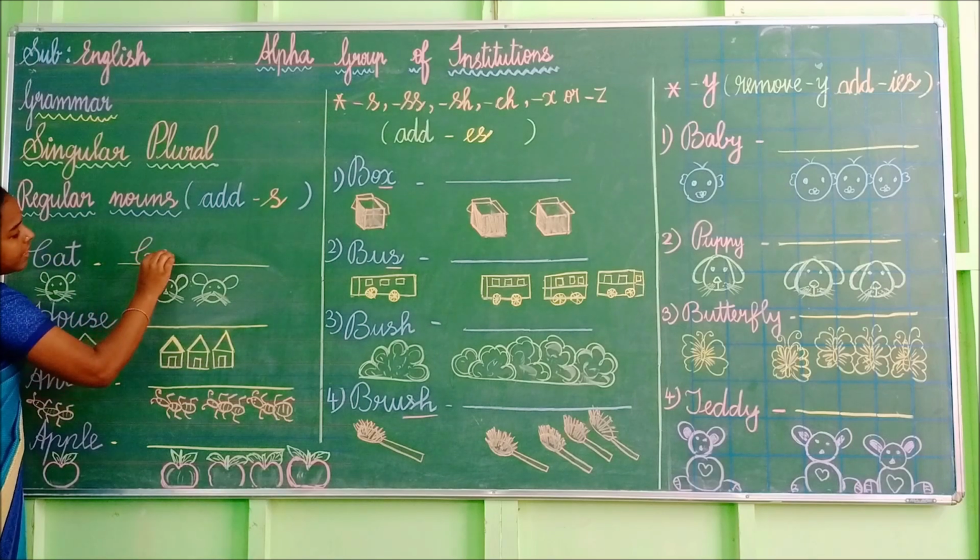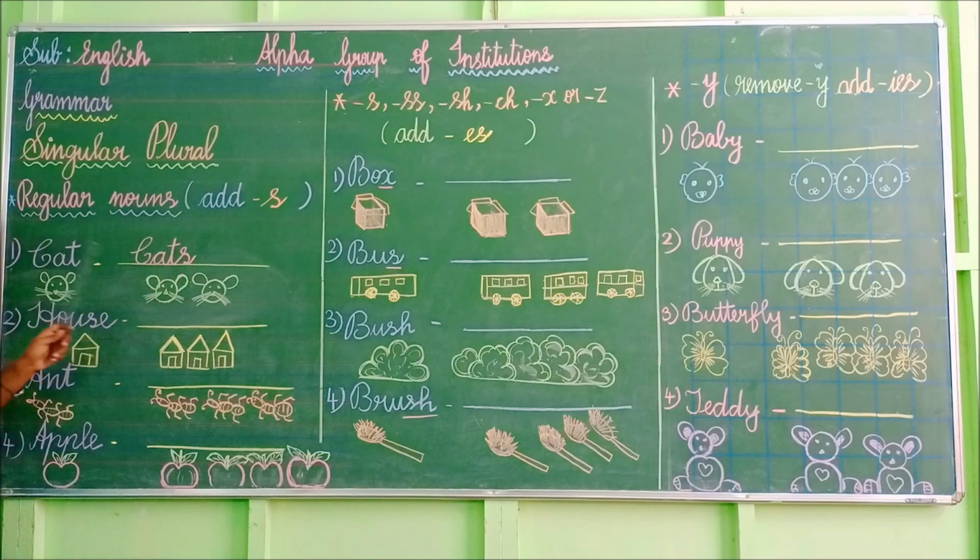C, A, T, S. The plural form of cat is cats. You have to simply add S for the regular nouns. Regular nouns are nouns that do not change their spelling. You have to simply add S to the singular noun to change the singular into plural. So here the plural form of cat is cats.